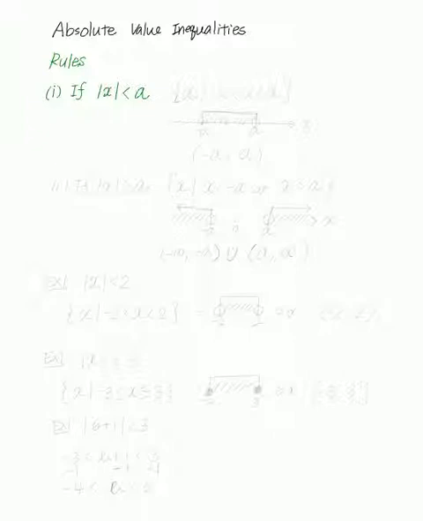The first notation is called set builder notation, and it's going to be the set of all x's such that negative a is less than x is less than a. That's our set builder notation. Our graphing notation is going to be everything between negative a and a.